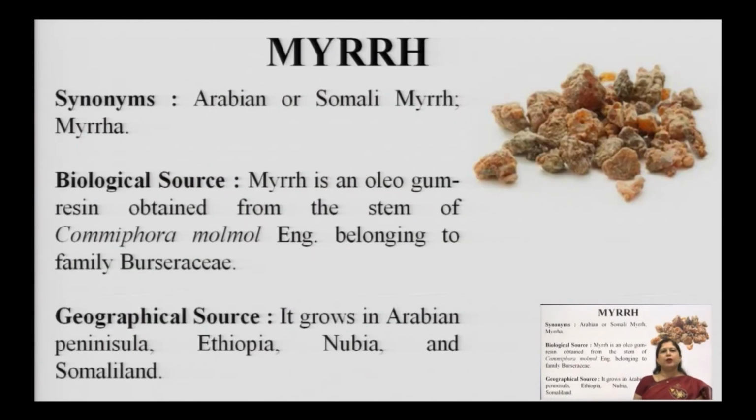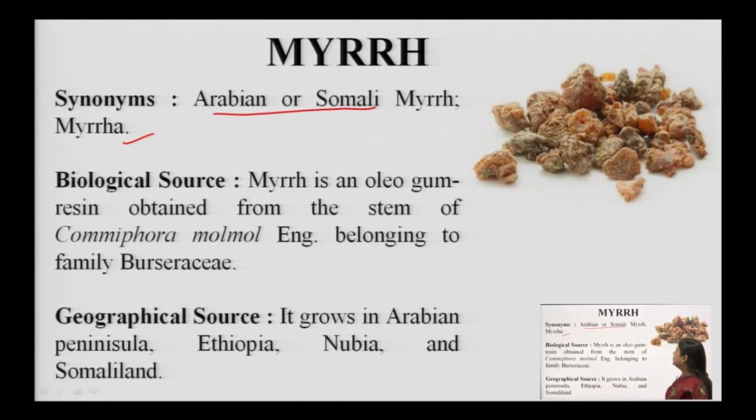And now we come to the next drug, which is myrrh, and many researchers feel that myrrh can be a replacement to guggul, because guggul has a widespread application, it is very expensive also. So, myrrh is a second alternative to guggul, and that is why we are studying this plant, and synonymously it is known as Arabian or Somali myrrh or Myrrha.